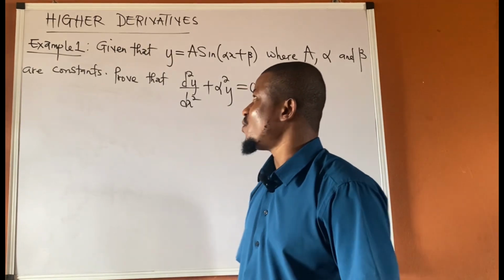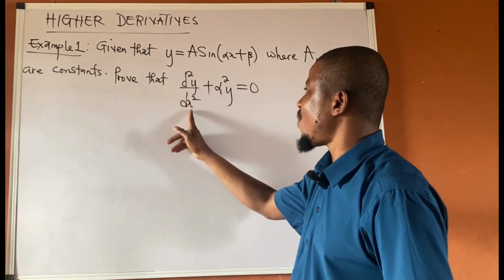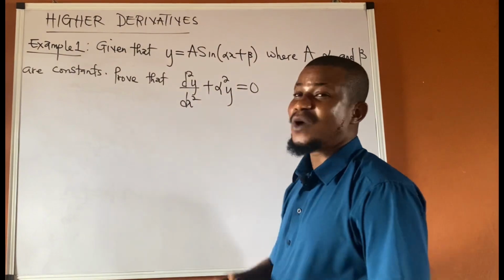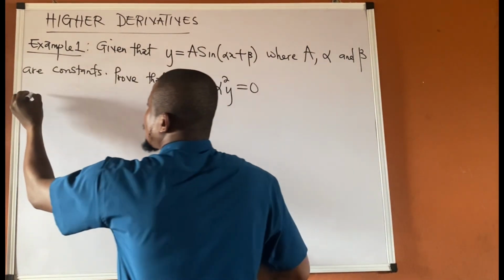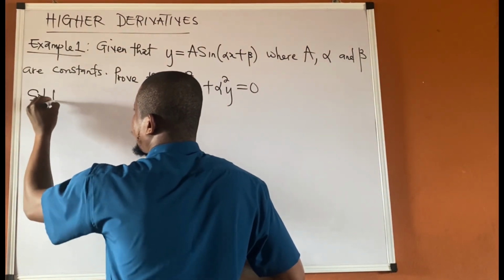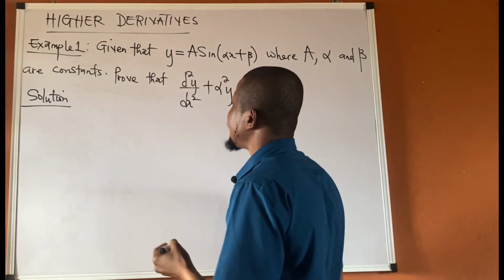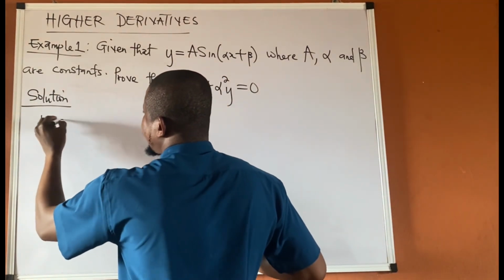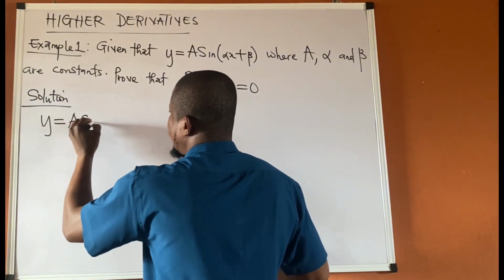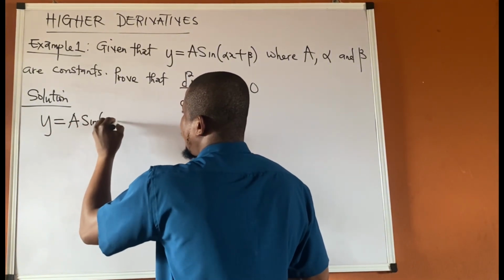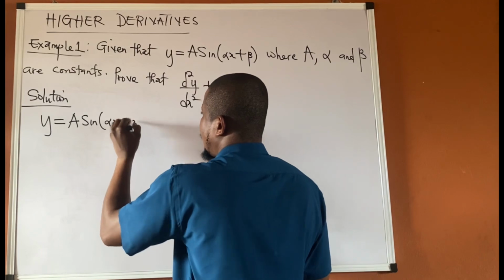Now, let's get into the question. Prove that d squared y/dx squared plus alpha squared y equal to 0. So we have the solution here. The first thing we do is to write the function. Our function is y equal to a sin(alpha x plus beta).